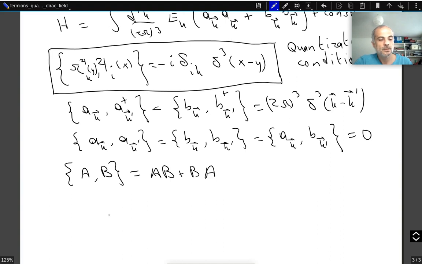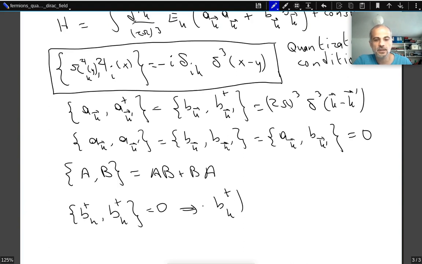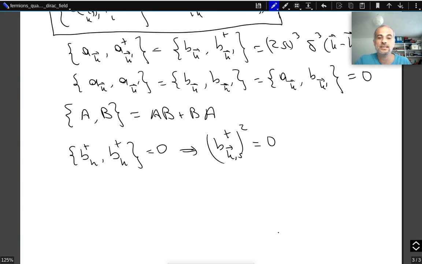For example, b_k dagger, since the anticommutator of b_k dagger with itself is 0, this tells us that b_k dagger squared is 0. Let me also put the s over here. This is also 0. So the creation operator acting twice, the same creation operator acting twice, gives us 0.